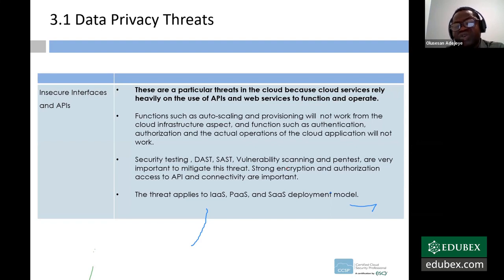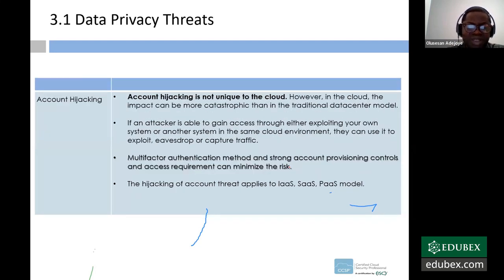And then when you even grant access, you must give the user least privileges. You don't give users too much privileges. You only assign them the privileges they need to perform the work. You don't give them excessive privilege. Account hijacking, this is not unique to the cloud. It's peculiar to whether on-premises or cloud.